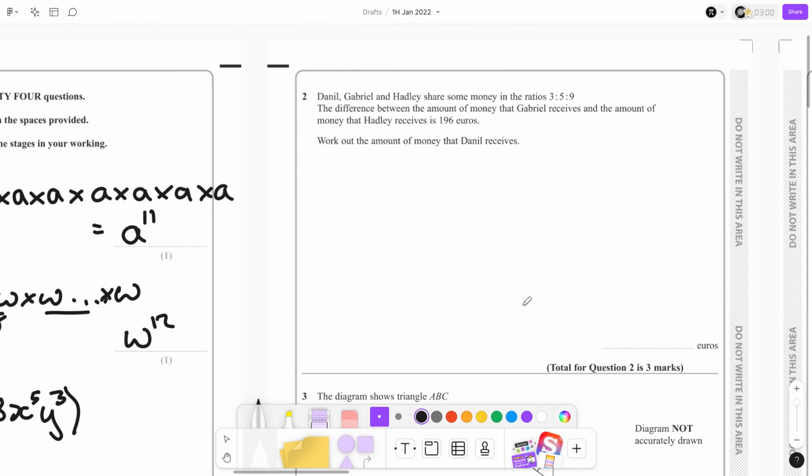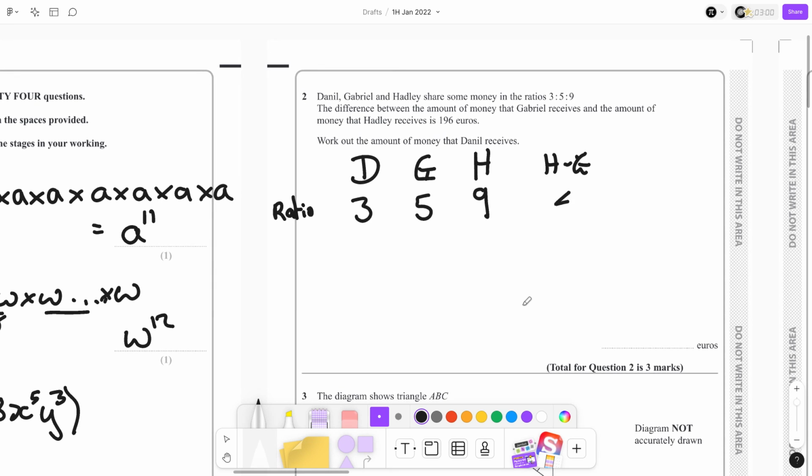Question 2. Danielle, Gabrielle and Hadley share some money in the ratio 3 to 5 to 9. So we have Danielle, Gabrielle, Hadley, and they share it in the ratio 3 to 5 to 9. I like to have this row for the ratios, so this is the ratios, 3 to 5 to 9. Quite often we're interested in a total column, but in this one we're interested in the difference between Gabrielle and Hadley. So the difference, Hadley minus Gabrielle, is 4.